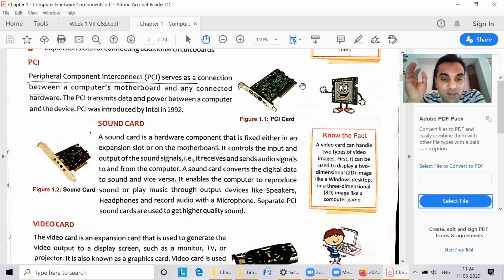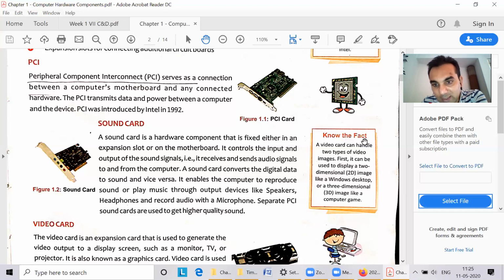A sound card converts the digital data to sound and vice versa. It means it converts the sound to digital form and digital form to sound, human hearable, human understandable sound. It enables the computer to reproduce sound or play music through output devices like speakers and headphones, and record audio with a microphone. All these are the functions of the sound card. Separate PCI sound cards are used to get higher quality of sound. If you require higher quality of sound, you have to purchase a separate sound card for the computer.